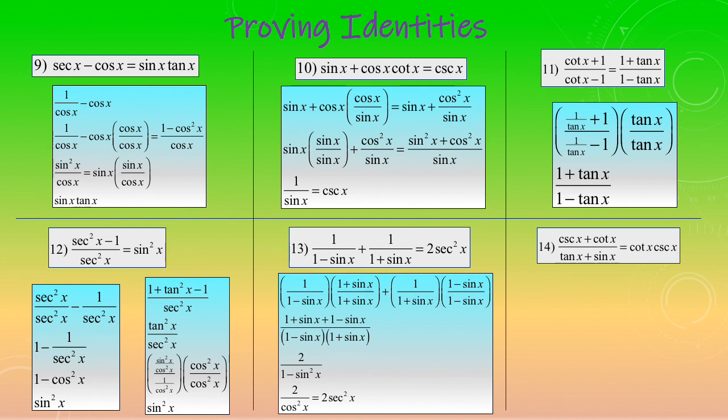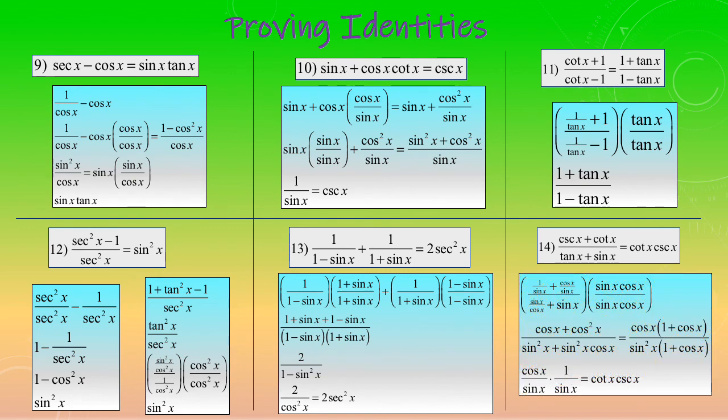In the numerator, the sine of x's cancel, and we're left with 2 over 1 minus sine squared of x. Realize, though, that 1 minus sine squared of x is cosine squared of x. And this is where you look at the right-hand side of the equation and realize that 2 over cosine squared of x is 2 secant squared of x.